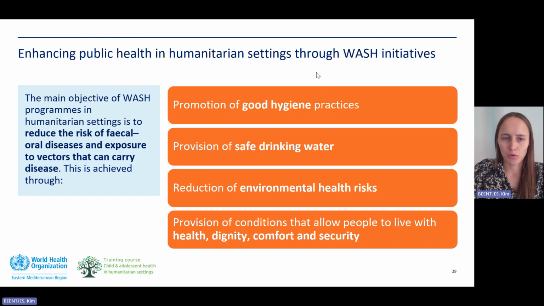Then the main objective of WASH programs in humanitarian settings is to reduce the risk of fecal oral diseases because these are very high, and the exposure to vectors that can carry disease. This is mainly achieved through 4 things. The first one being promotion of good hygiene practices. Second one is provision of safe drinking water. The third one is the reduction of environmental health risk. And the last one is provision of conditions that allow people to live with health, dignity, comfort, and security.